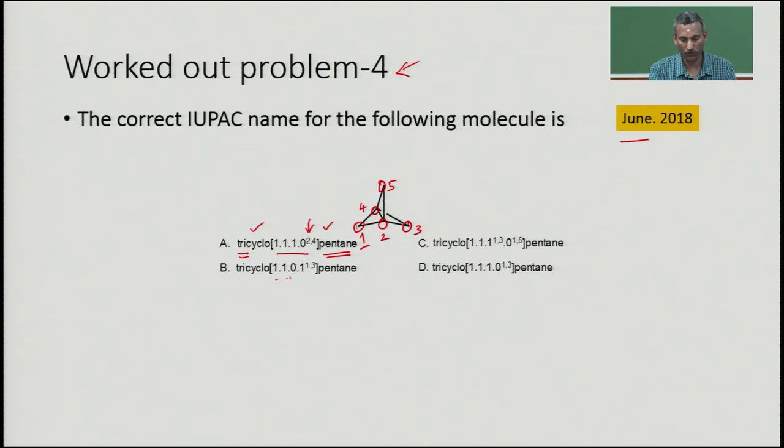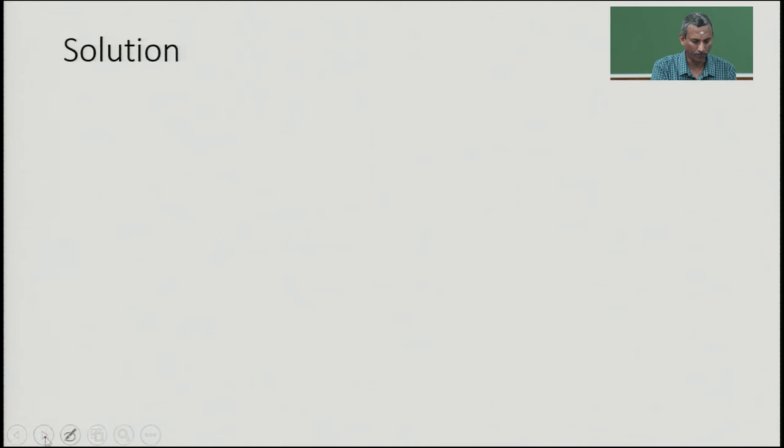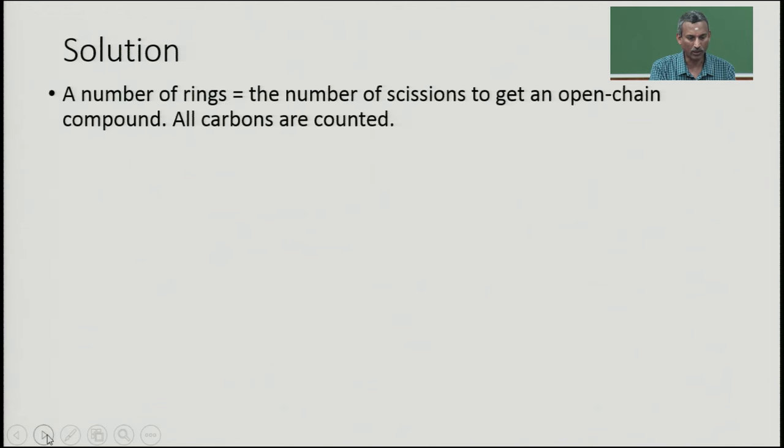and in another case we have 1, 1, 0, then 1 with superscript 1, 3 given. And in the other two cases also we have three numbers and then there is a number with some superscript numbers given. So, we have to find out what these things are and how to name the compound exactly using this particular nomenclature. So, let us look at the solution.